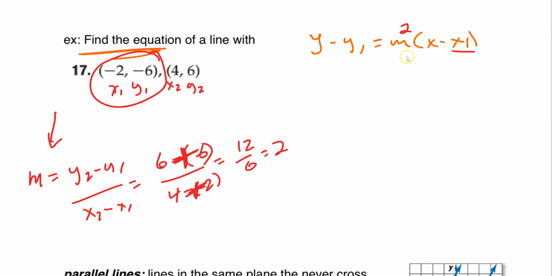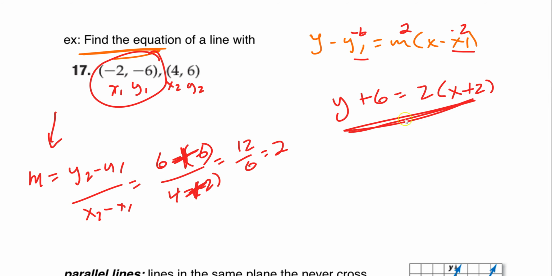Now notice I always plug in for x1 and y1. I don't plug in for x and y. You always have an x and y in your equation. So just plug in for x1 and y1: negative 2 and negative 6. Double negatives again. So I get y plus 6 equals 2x plus 2. And again, it didn't say put in slope-intercept form or whatever, so I'm just going to leave it like that. That's fine most of the time.